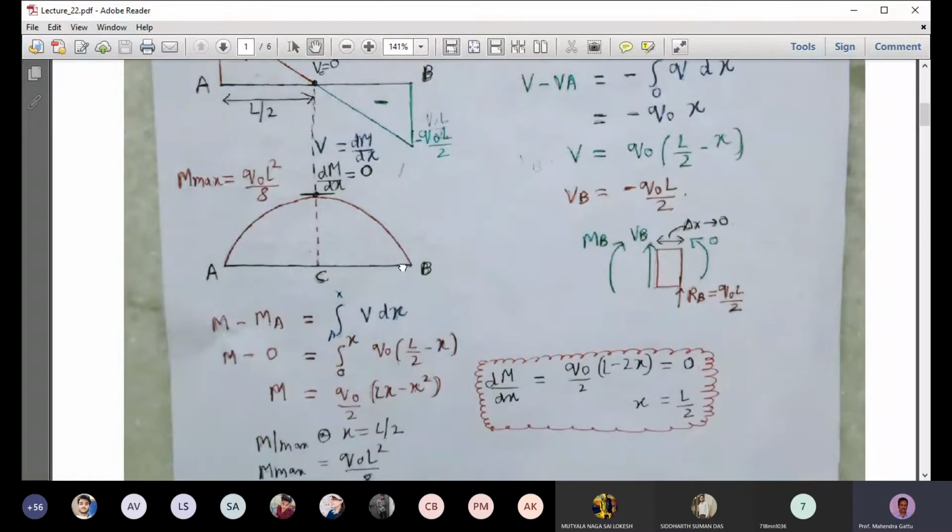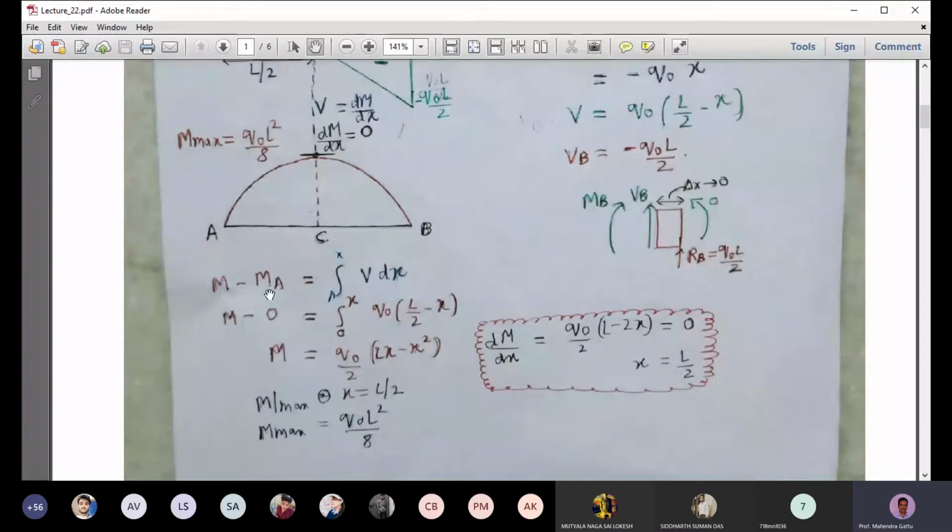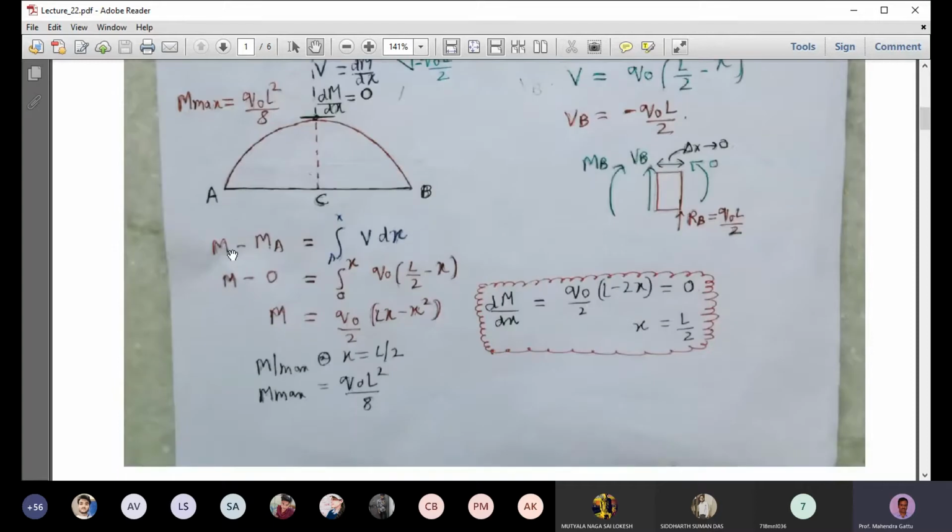The same way, we can get the equation for the bending moment diagram by writing that the change in bending moment is equal to the area under the shear force diagram. So at MA is 0, M is equal to the integral from 0 to x of q times the line of shear force, which is L by 2 minus x. So M is equal to Q naught times Lx by 2 minus x square by 2. We can take half outside, and we get Q naught by 2 times Lx minus x square.